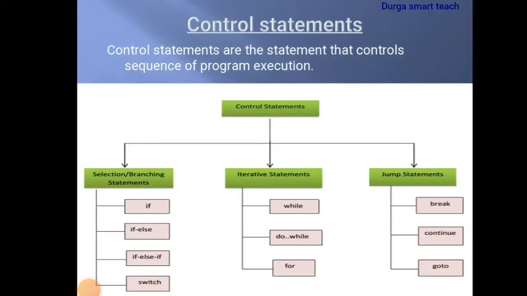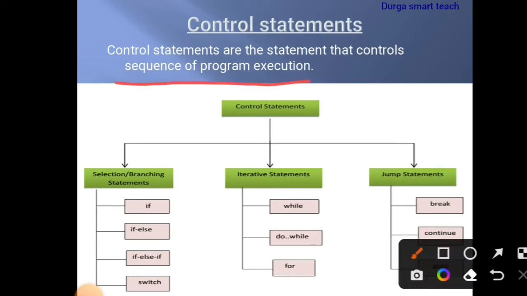Today I am going to discuss control statements in C. These control statements are used to control the sequence of program execution. If you want to execute some statements at a particular time, or based on a condition, or if you want to execute statements n number of times, then you need to use these control statements.